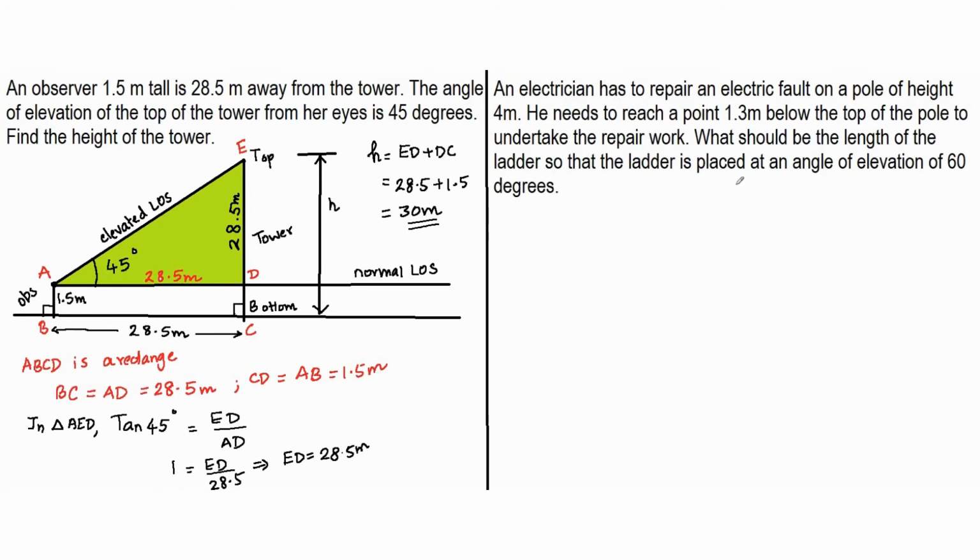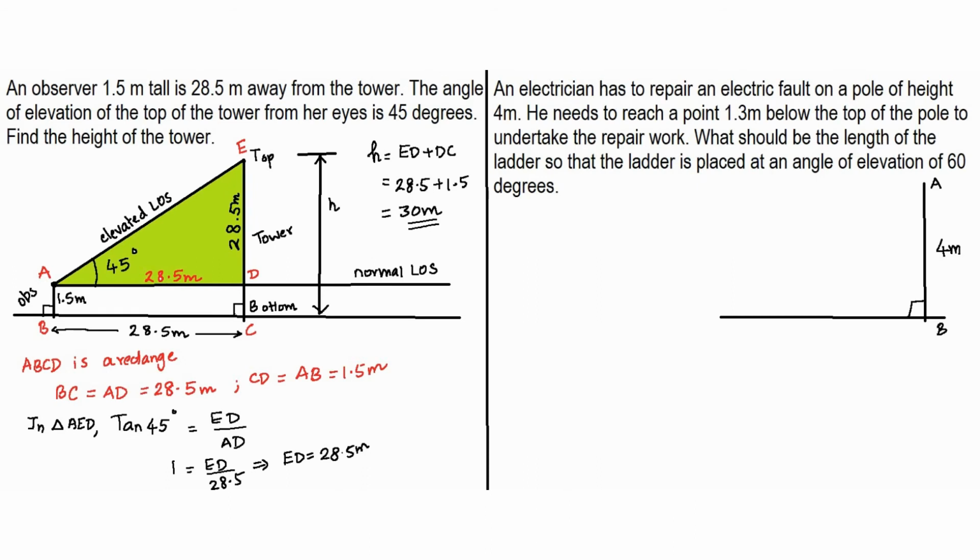An electrician has to repair an electric fault on a pole of height 4 meters. So let us go ahead and quickly draw a pole. So this is the ground, horizontal ground. There is a pole of height 4 meters on this particular ground, right? And now the pole is perpendicular to the ground. So this height is therefore 4 meters.